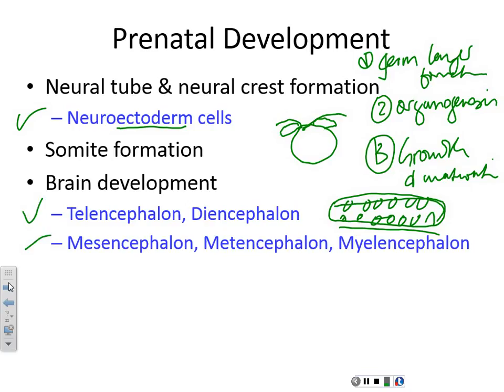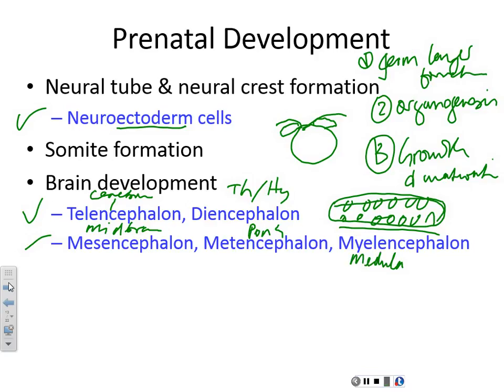I told you. Anyway, the brain develops, just brain development. I just want you to know basically, the telencephalon becomes the cerebrum. The diencephalon, which is the thalamus and the hypothalamus, and a few other structures. The mesencephalon becomes the midbrain, part of the brainstem. The metencephalon becomes the pons, and then the myelencephalon becomes the medulla oblongata.